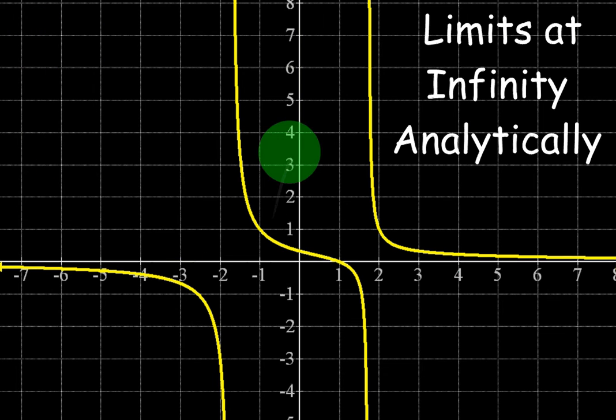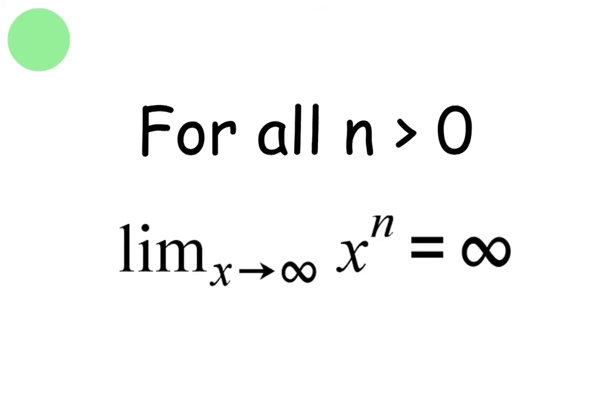Now that we've taken a look at the graphs of limits as x approaches infinity and negative infinity, let's take a look at some laws as it relates to the equations or the analytical form. So the first rule we're going to look at is for any n bigger than 0, the limit as x approaches infinity of x to the n is always going to be infinity.